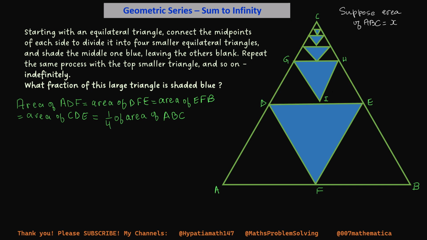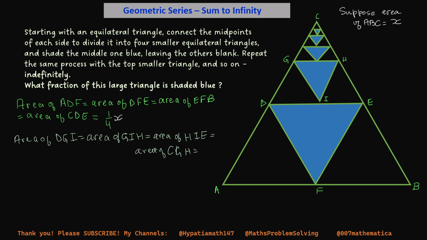And then if we were to say that the area of ABC is x, we can write this as 1/4 x. And also the area of DGI, that's this triangle, is equal to the top triangle, which is CGH, and that would be equal to 1/4 of the area of CDE. So that would be 1/4 times 1/4 x, that is 1/16 x. So you see this is 1/4 x, 1/16 x.